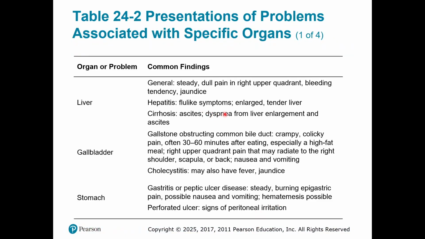So this is a presentation of problems associated with a specific organ. And so you could go through and look at the liver, for instance. Generally a steady, dull pain in the right upper quadrant. They tend to have a bleeding tendency. Why do you think that is? Because the liver is a huge filter for the blood. So if there's a problem with the liver, chances are good there could be something going on with bleeding.